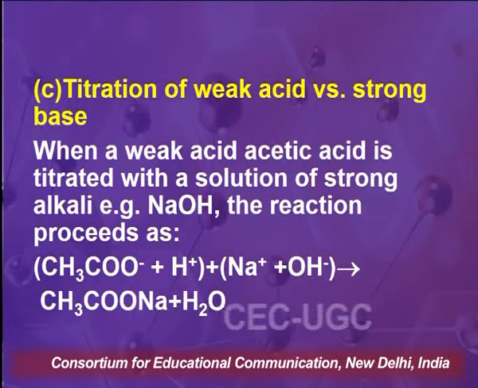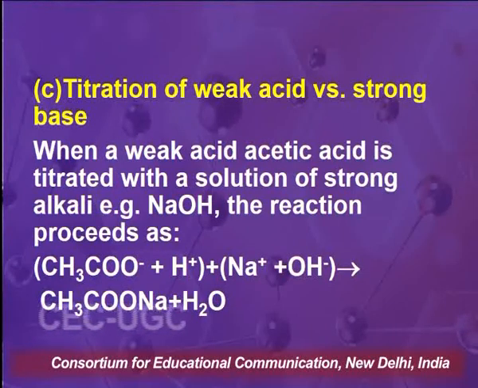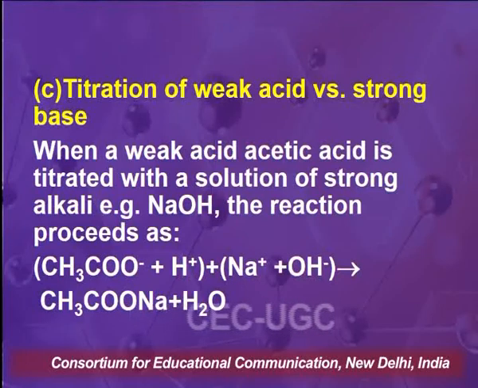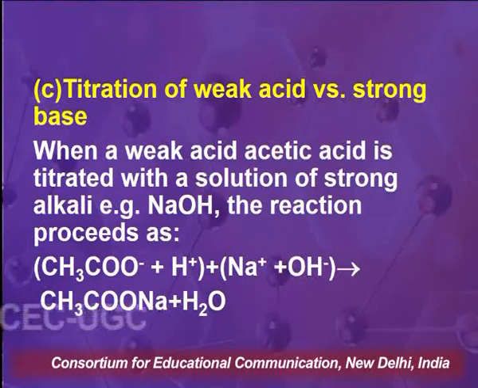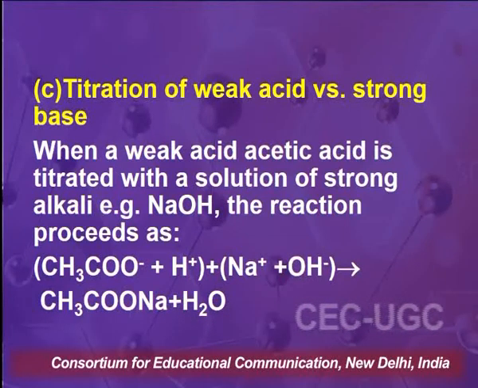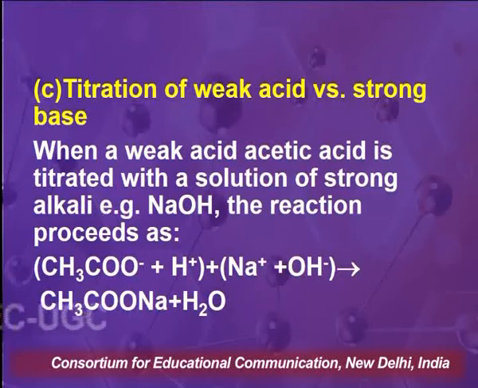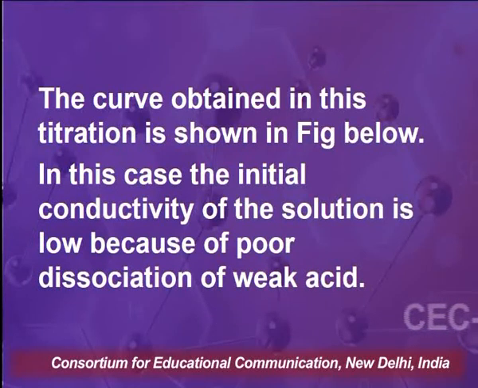Titration of weak acid versus strong base. When a weak acid, acetic acid, is titrated with a solution of strong alkali, for example NaOH, the reaction proceeds as CH3COOH plus Na plus OH minus gives CH3COO Na plus H2O. The curve obtained in this titration is shown in the figure below.